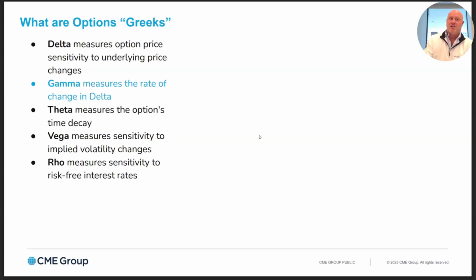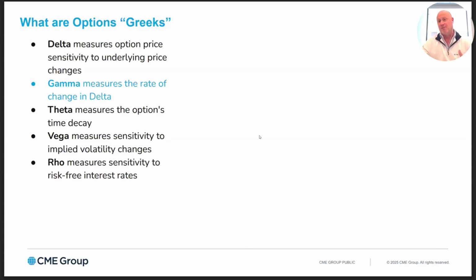Vega is a measure of how much a change in implied volatility is going to affect the value of your option. And just in case we have people that don't know exactly what implied volatility is, it may be the most important thing that you need to know when you're trading options, because it affects the value of an option. We know everything else that goes into what makes an option have value. We know the strike price, we know the underlying price, we know how many days until it expires, we know what the interest rate is.